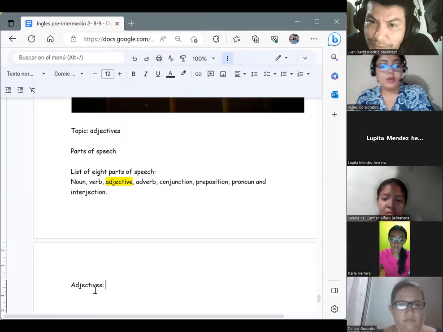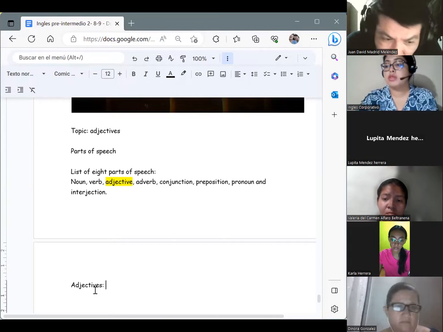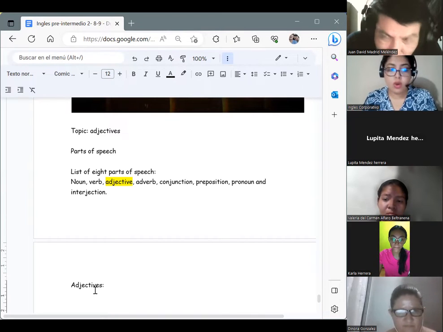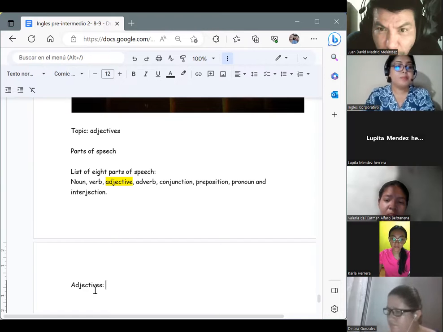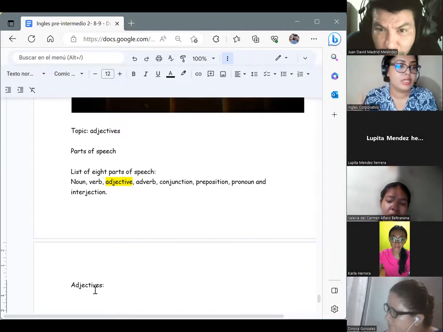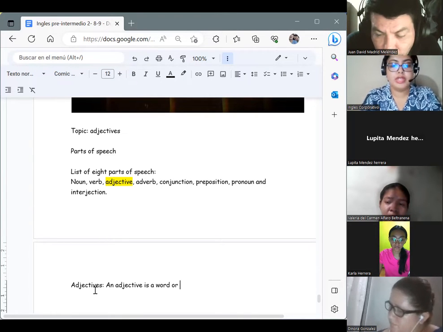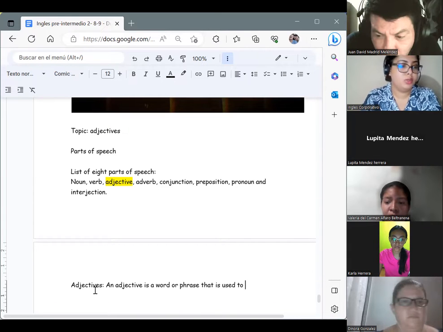So, we have these elements and we need to describe, we need to give more information. That's why we're talking about the adjectives, because we have two different things. One of these is to modify a noun or to give more information. Son dos elementos importantes. O damos información del nombre o el pronombre, o en este caso lo modificamos. But we are going to keep this one, that is the second one, that says an adjective is a word or phrase that is used to modify a noun or a pronoun.